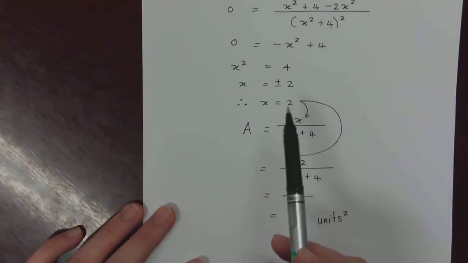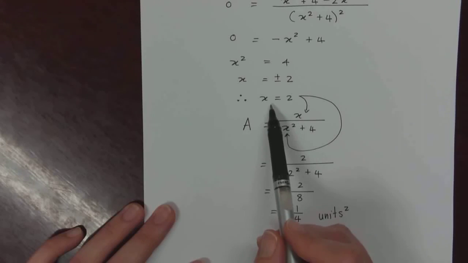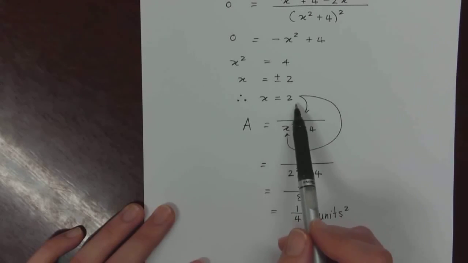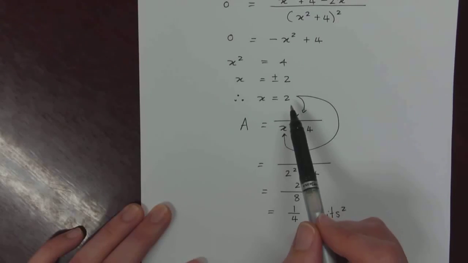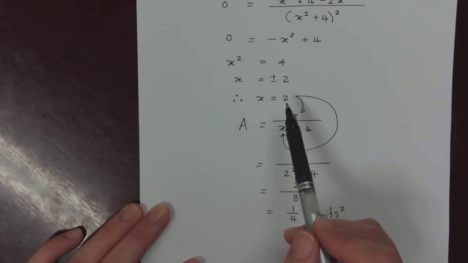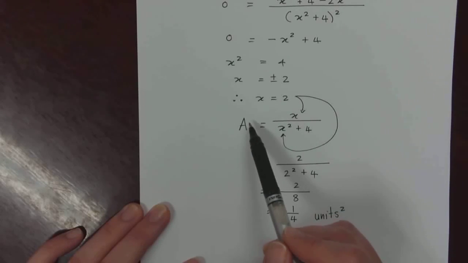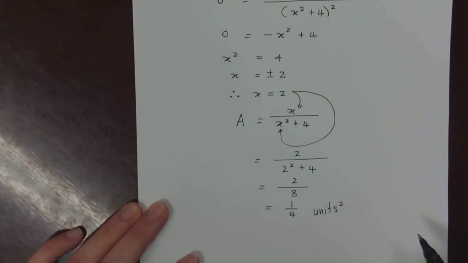So just be careful, because you might have stopped when you said, oh, x is equal to 2. That gives you the value of x for which I have a maximum area, but it doesn't actually give you the maximum area. And that's the part I discussed in the previous video lesson, where I said you might have to substitute this answer back into the original formula or function in order to get that maximum. So now I know the maximum area of that particular rectangle is a quarter.